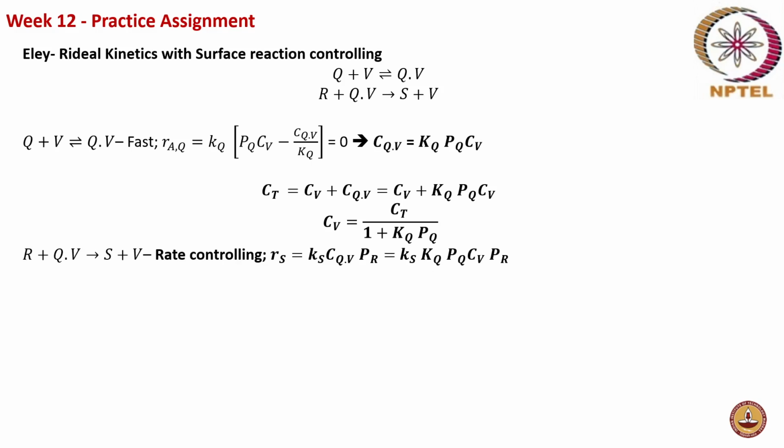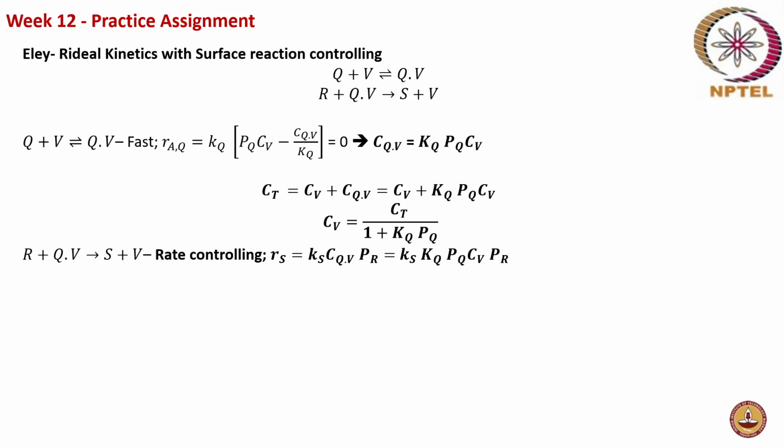The surface reaction is rate controlling. So R plus Q dot V gives S plus V is the rate controlling step. So the surface reaction rate is equal to Ks into CQV into PR. We are writing only this portion because they have asked only for the initial condition, where the product concentrations are zero, and based on that we have assumed an irreversible reaction. So Ks into CQV into PR, where PR is the partial pressure of R.